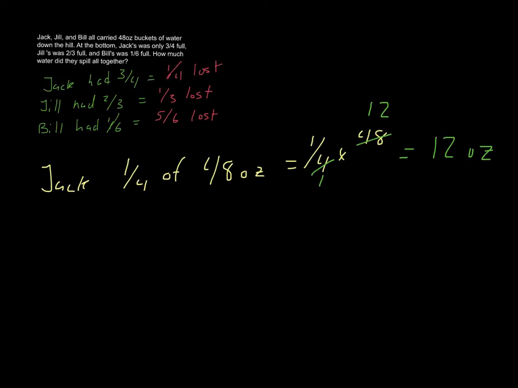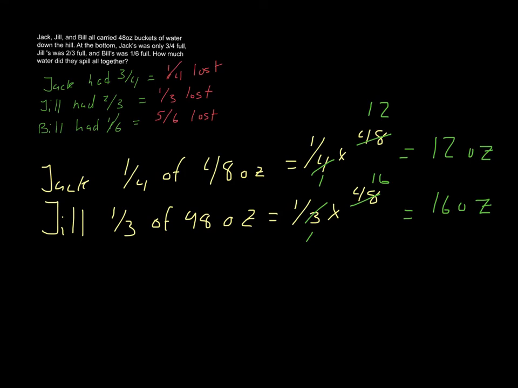Now when I solve for Jack, I solve that Jack lost 1/4 of 48 ounces because that's the size of the original container. And so I multiply 1/4 times 48. I cross-simplified here, and 4 goes into 48 12 times. 4 goes into 4 once, which gives me 12 ounces. When I solve for Jill, she had lost 1/3 of 48 ounces, which is the same as saying 1/3 times 48. I cross-simplify it again. 3 goes into 48 16 times. 3 goes into 3 once. 16 times 1 divided by 1 is 16, so I have 16 ounces.